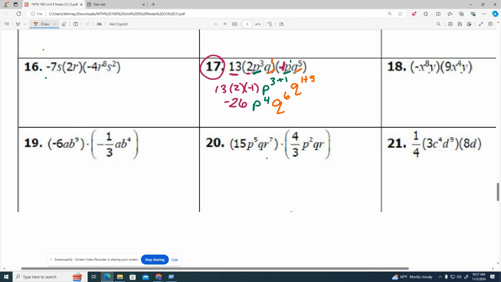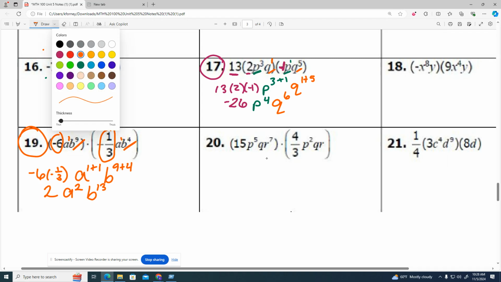Yep. Okay, let's look at number 19. In number 19, our coefficients are negative 6 and negative 1/3. When I multiply that together, 6 times negative 1/3 is 2. Now, what are my exponents for A? 1 and 1, so that's 1 plus 1, which is A squared. And then for B, we have B to the 9th and B to the 4th. So that's B to the 13th power. Okay?